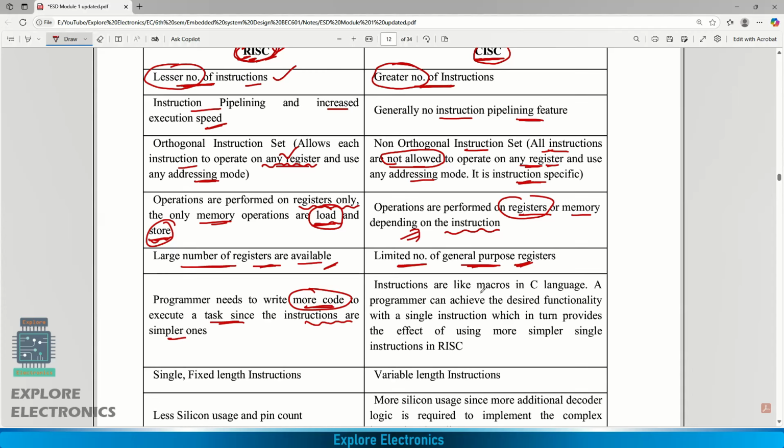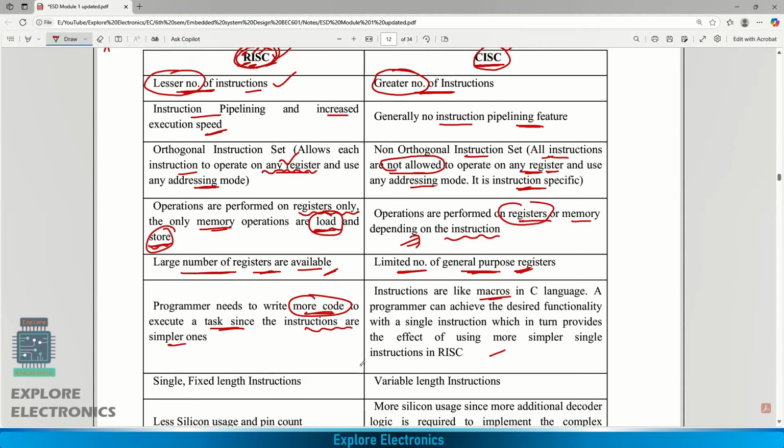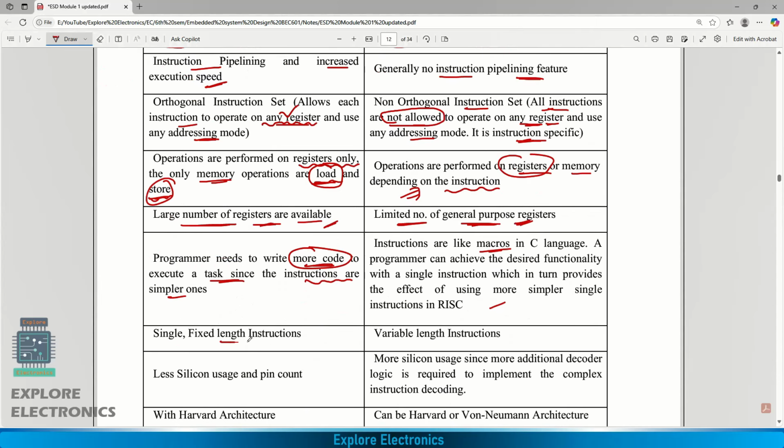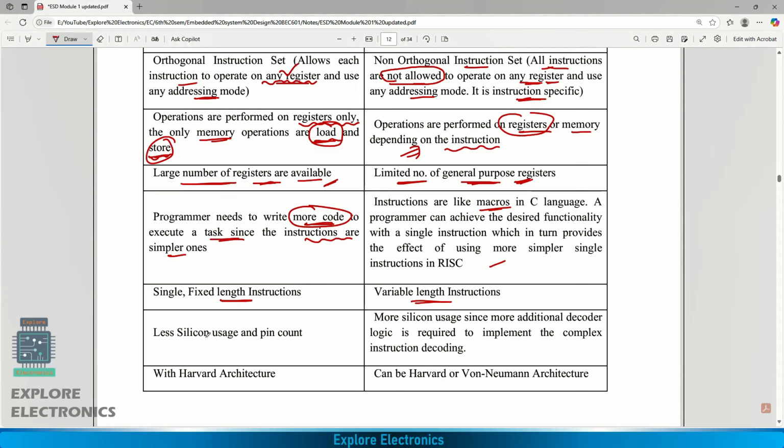But instructions like macros are available in CISC. It will require less coding effort, we can say, right? There is a major difference. Then here the instructions are fixed length. Here variable length instructions are also available. Less silicon usage and pin count is required if you use RISC.